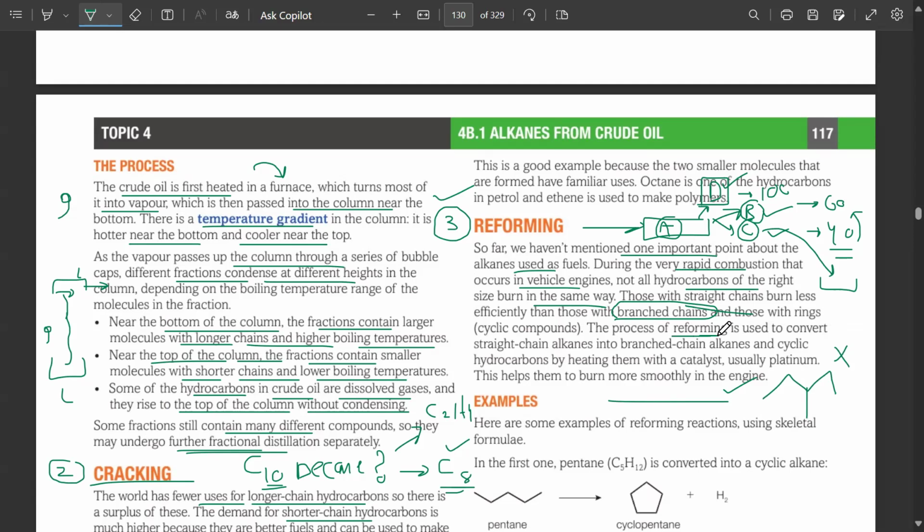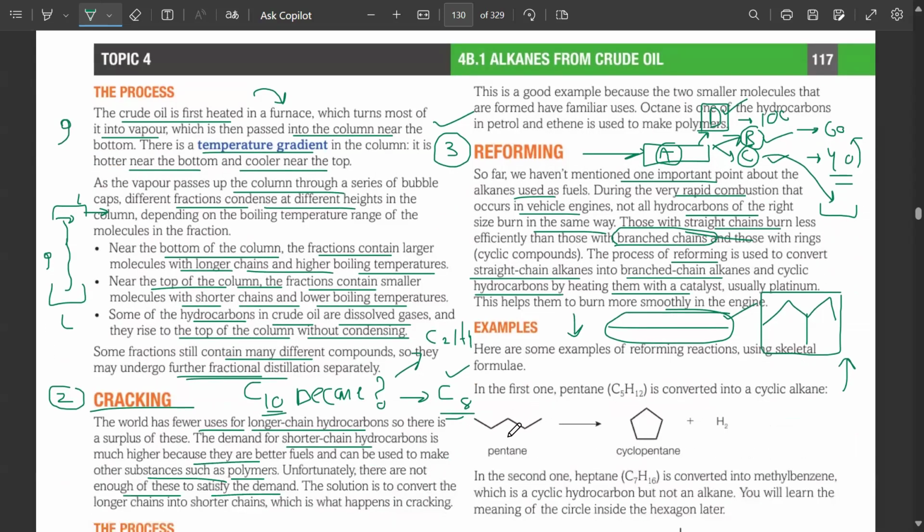So the process reforming is used to convert straight chain alkanes into branched chain alkanes and cyclic hydrocarbons by heating them with a catalyst, क्योंकि ये बहुत sensitive होते हैं. These are very, very sensitive. The purer it is, the better. The thing is, branched ones have a higher surface area. They can burn well, whereas these ones are less efficient, straight वाले.